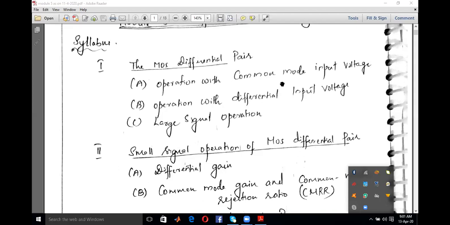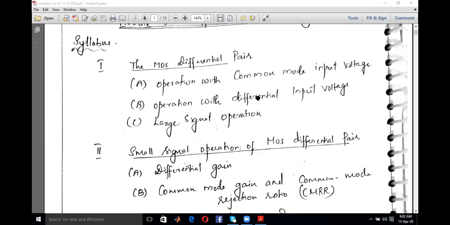So what do we mean by common mode input? Unlike conventional amplifiers, which have only one input, in the differential amplifier you will be dealing with two inputs at a time. If these two inputs are the same, or if the two input terminals are shorted with each other, then we can say that it is common mode input. And if there exist any differences between the two inputs, then it is differential mode.